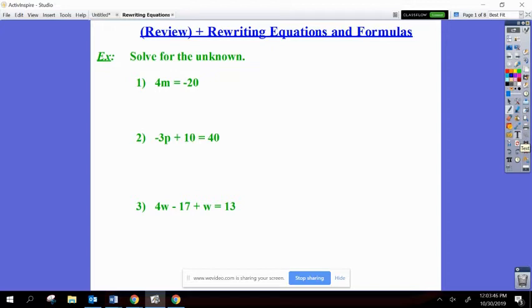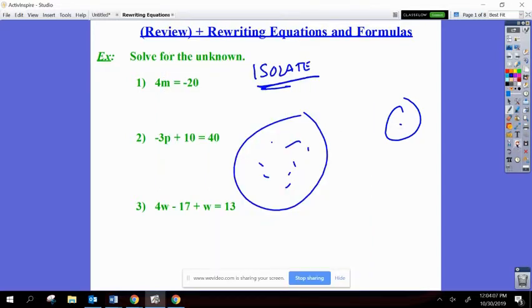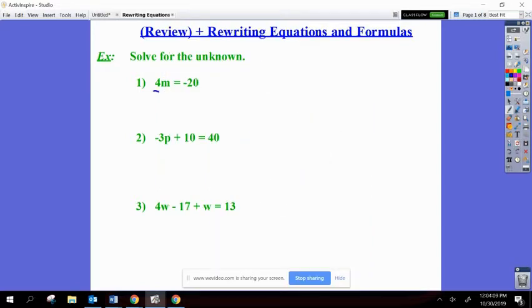Now, what I said to you is we have to isolate, and the word isolate, as you may know, means to get the thing by itself. So if you're isolated in a classroom, you're sitting off by yourself while all your friends are hanging out together. You've been isolated. So if you think about terms, terms are separated by plus signs, minus signs, and equal signs. Really, our first step is to get the term that contains the variable by itself.